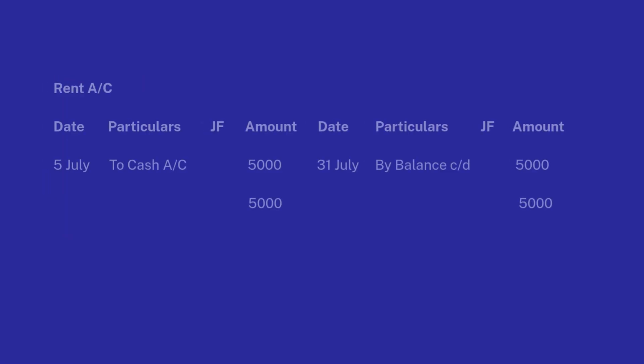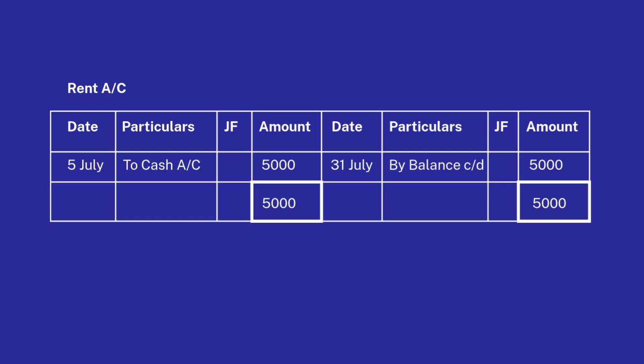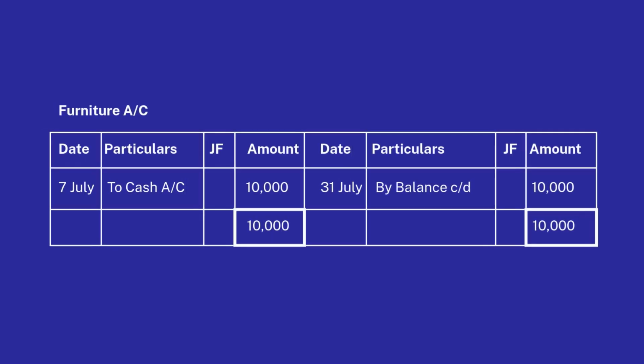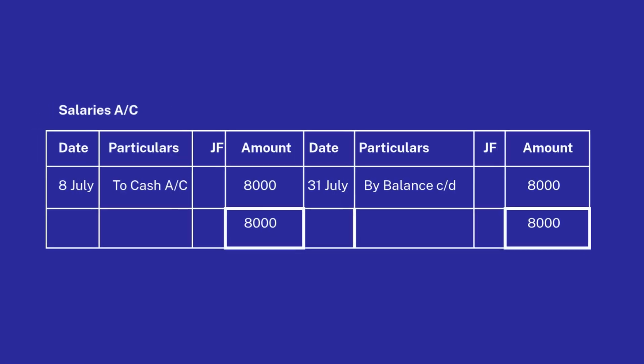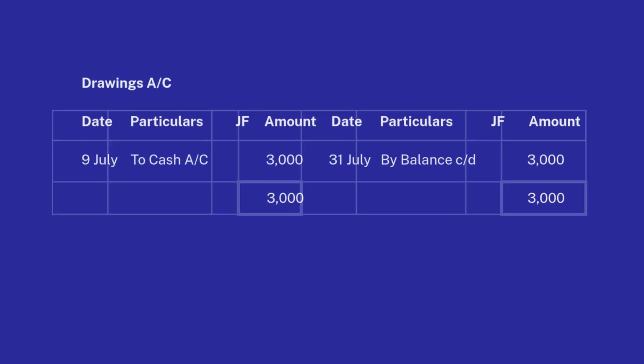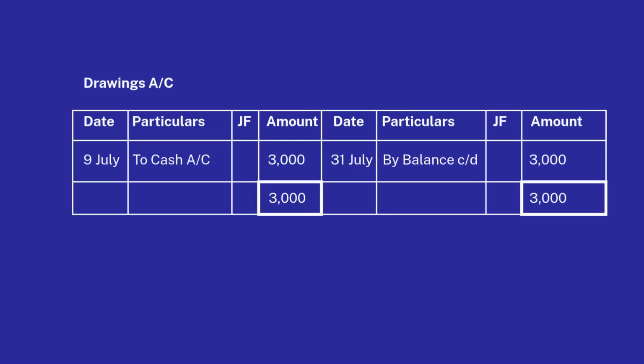Rent account, here we have to cash account with 5,000 rupees and the account was balanced with the difference amount. Furniture account, here we enter to cash account with 10,000 rupees in debit side. Salaries account, in debit side to cash account, 8,000 is entered. Drawings account, in this account to cash is entered with amount 3,000 rupees in debit side.